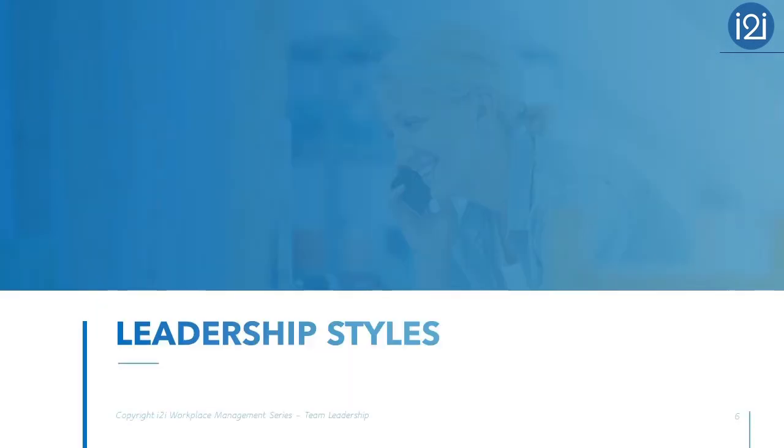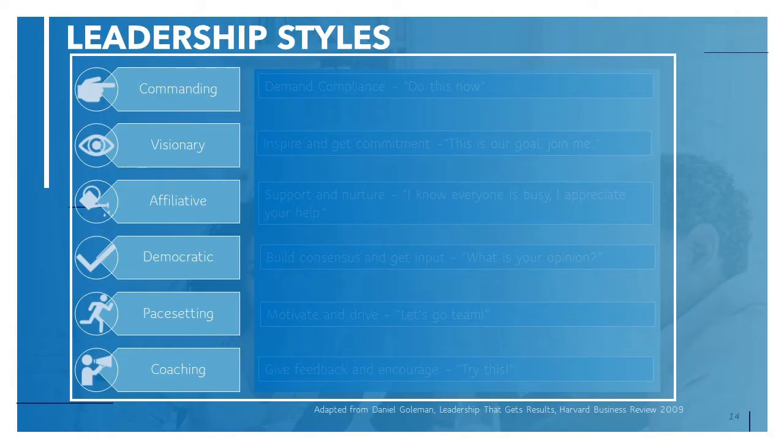Leadership styles. Let's talk about the various styles and when they are most appropriate. According to Daniel Goleman, in Leadership That Gets Results, there are 6 different styles of leadership: commanding, visionary, affiliative, democratic, pace-setting, and coaching. Let's talk about each of these styles.